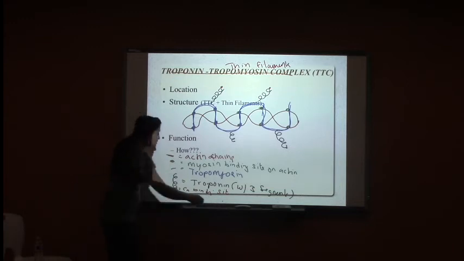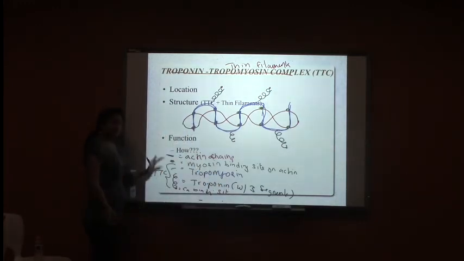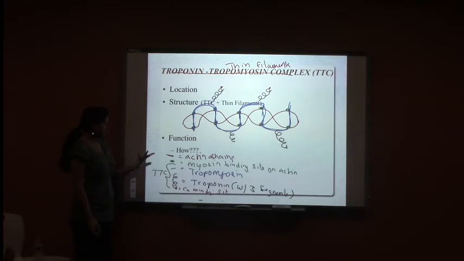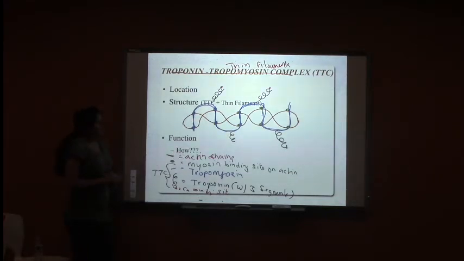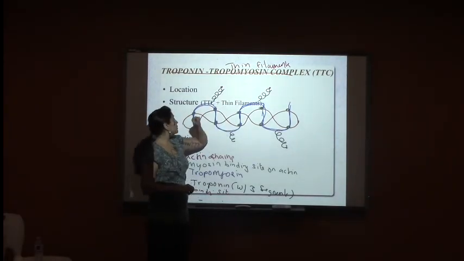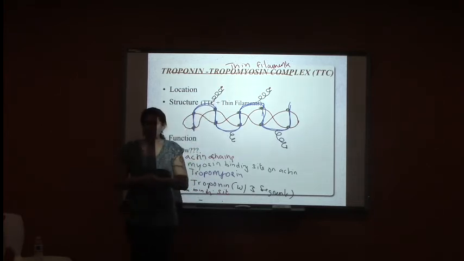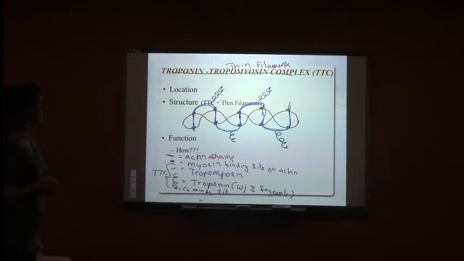So, this collectively is a TTC, correct? So, doesn't thin filaments have TTC plus the actin chains? So here is the tropomyosin. Here is the troponin with the calcium binding site. Make sense?